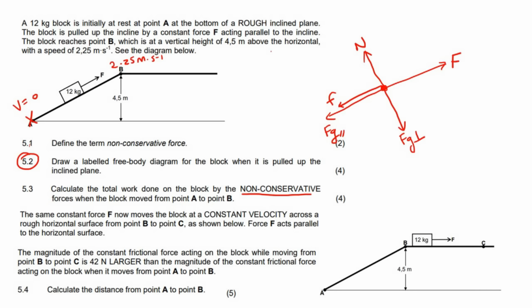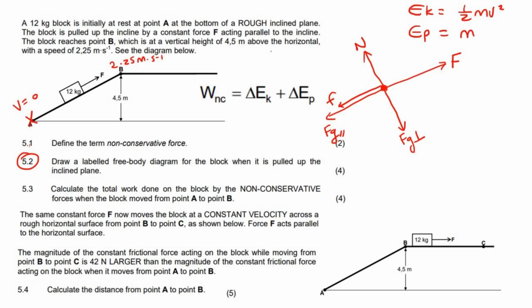Okay, we can go straight to using this formula, because this is the work due to non-conservative forces. It says the total work by non-conservative forces, so we just have to plug all of this in. Let me write down the formulas for you. Kinetic energy is a half mv squared, that is on the formula sheet, and potential energy is mgh.